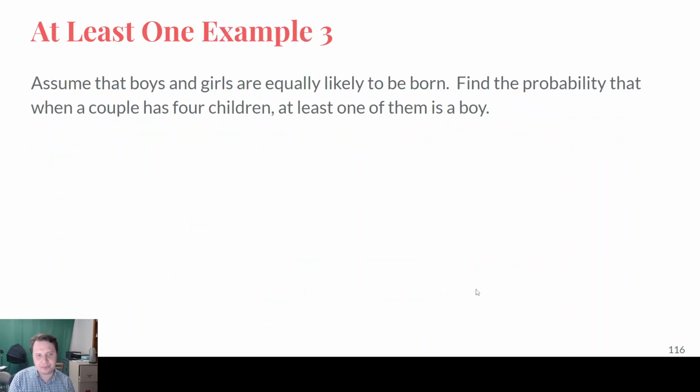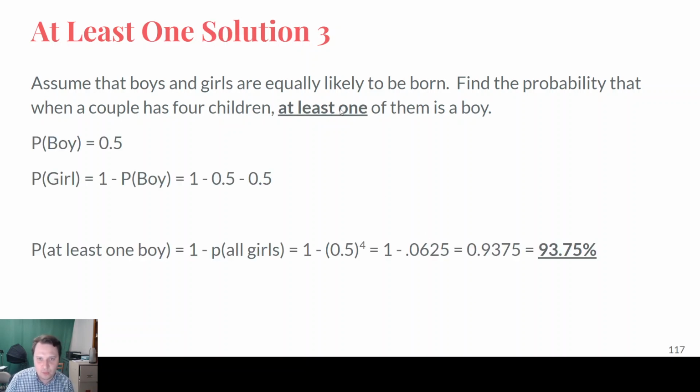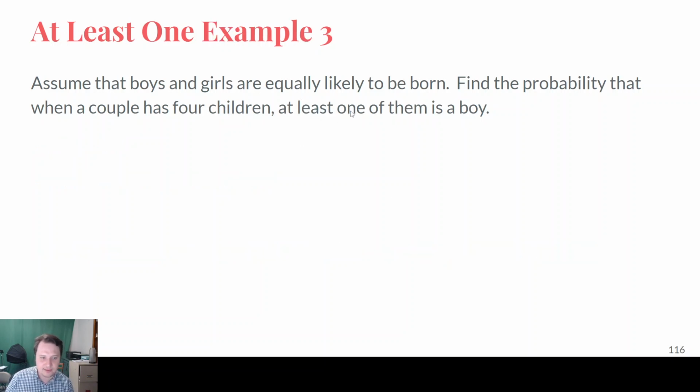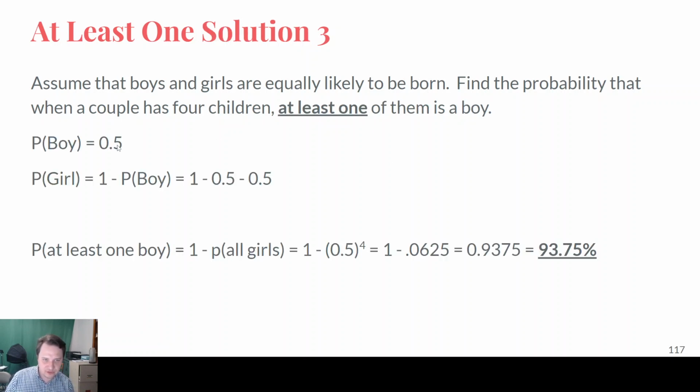One more example. Assume that boys and girls are equally likely to be born. Find the probability that when the couple has 4 children, at least one of them is a boy. And so once again, there's our favorite phrase, at least one. And so you know to do this technique for calculating at least one. Instead, we're going to calculate the probability of no boys and do 1 minus that. So boys and girls are the same, 0.50 and 0.50. So here it is one more time. The probability of at least one boy is equal to 1 minus the probability of no boys.